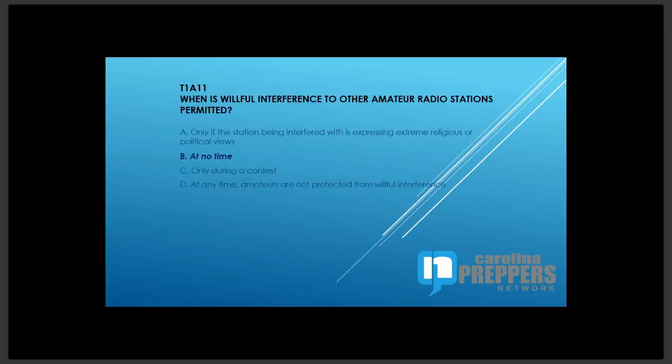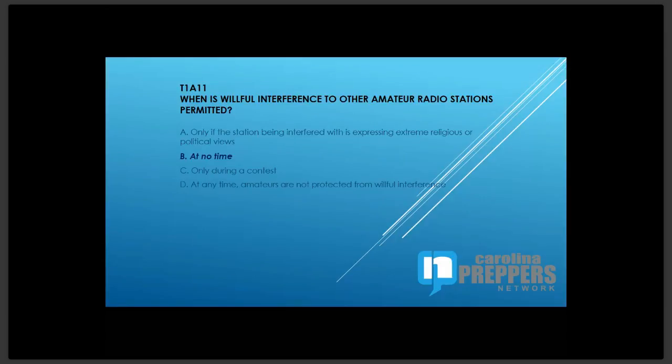When is willful interference to another amateur station permitted? I think this kind of goes to be a no-brainer. I don't think anybody is willing to accept interference that somebody is willfully injecting into the airwaves. Okay? So when you look at these, when is willful interference permitted? I don't know, when I'm doing a contest, do I want to have interference?